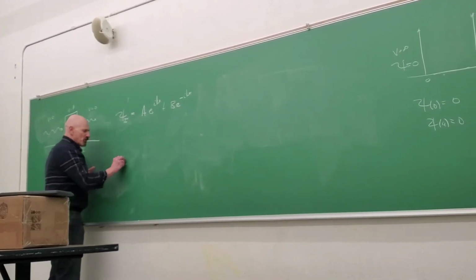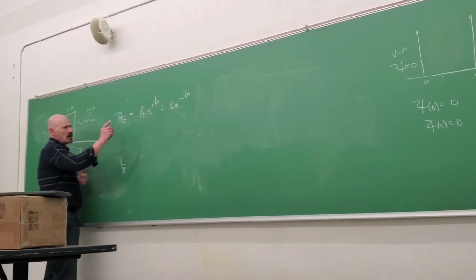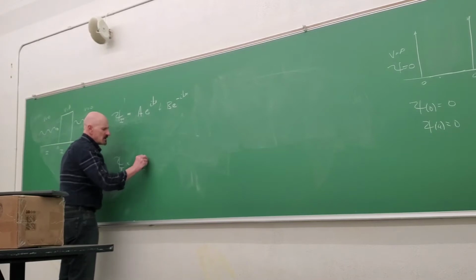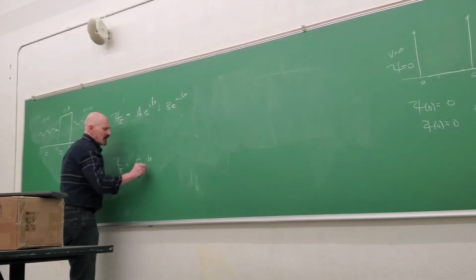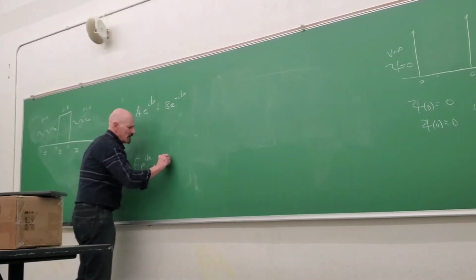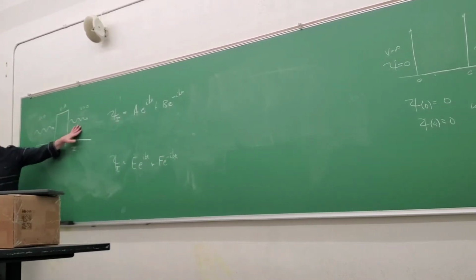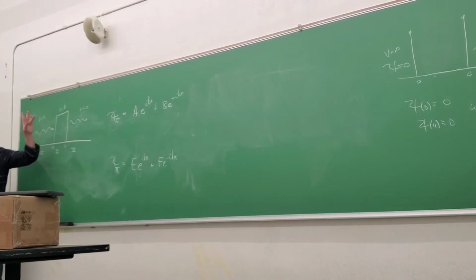Similarly, in region 3, so I'll go A, B, C, D, this is E times e to the i kx plus F e to the minus i kx. Over here, there is no potential energy. It is essentially a free particle problem again.